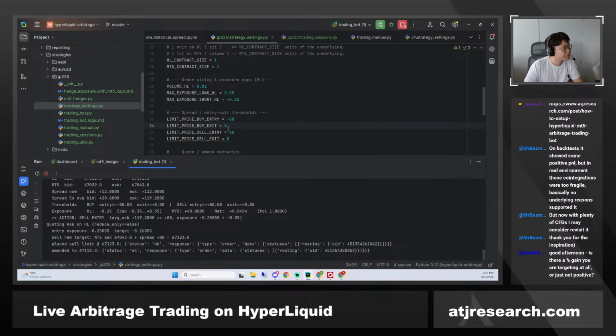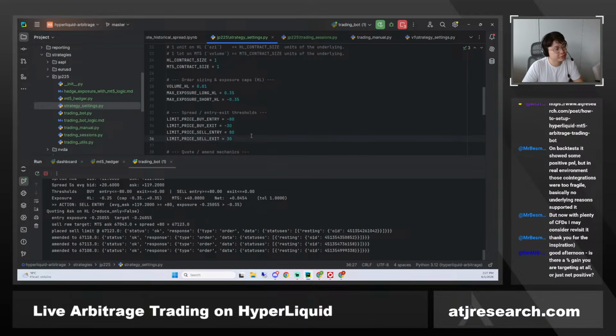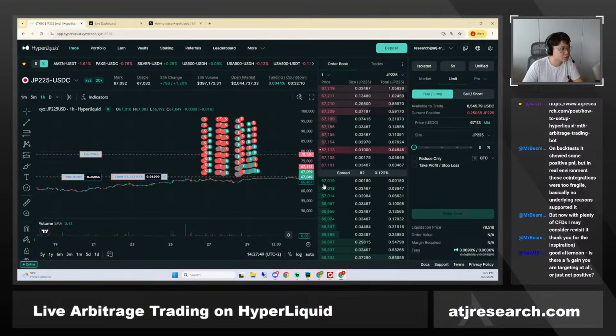So here on JP225, let's say I entered at minus 80, but then I want to exit at minus 40. So here we're exiting much sooner than we actually planned to, but we should be able to make some money. And I think in theory we can try 30. So what it means is that long at minus 80, exit at minus 30, we make 50 on one JPY contract. This shouldn't be bad. This is actually pretty good. And again, we're doing one-sided quotes in this case, not two-sided.